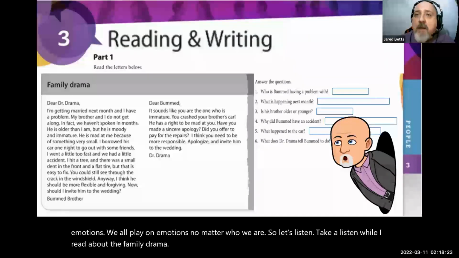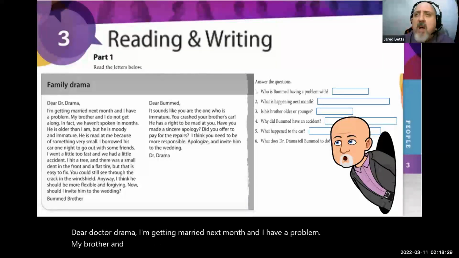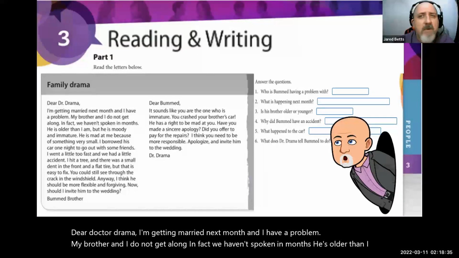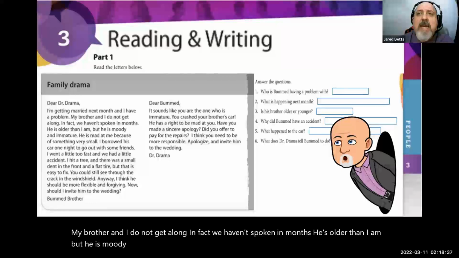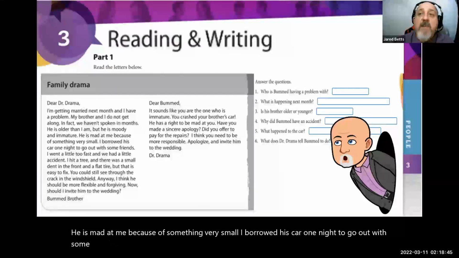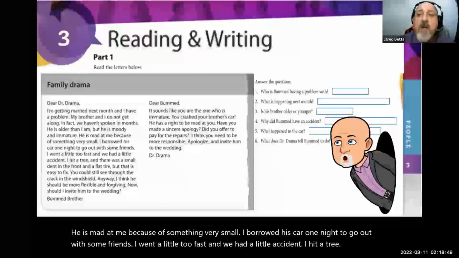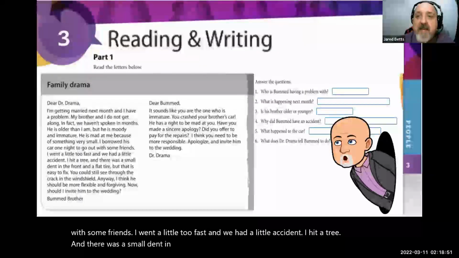Dear Dr. Drama, I'm getting married next month and I have a problem. My brother and I do not get along. In fact, we haven't spoken in months. He's older than I am, but he is moody and immature. He is mad at me because of something very small. I borrowed his car one night to go out with some friends. I went a little too fast and we had a little accident. I hit a tree. And there was a small dent in the front and a flat tire.